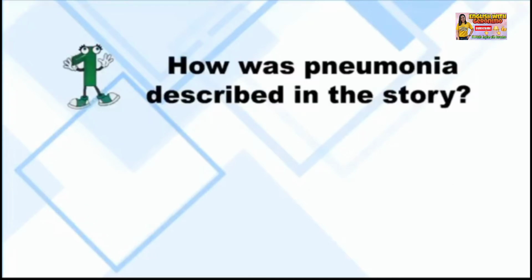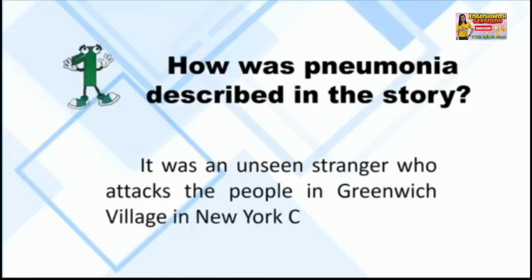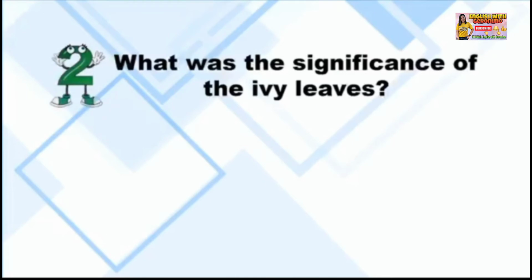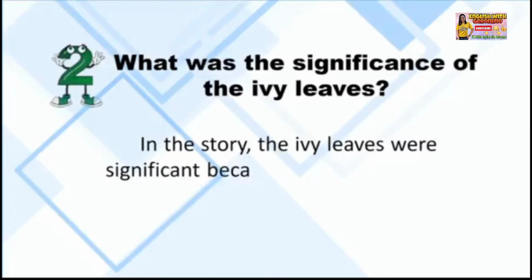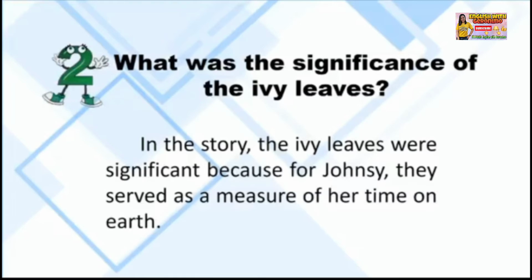Number 1. How was pneumonia described in the story? Answer: it was an unseen stranger who attacks the people in Greenwich Village in New York City. Number 2. What was the significance of the ivy leaves? Answer: in the story, the ivy leaves were significant because, for Johnsy, they served as a measure of her time on Earth.